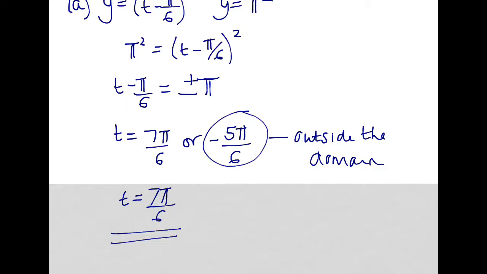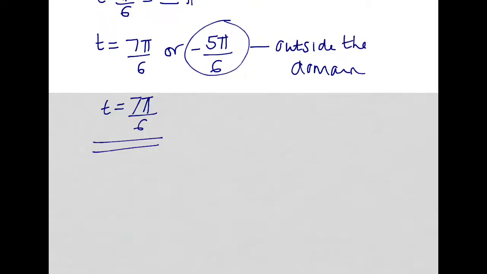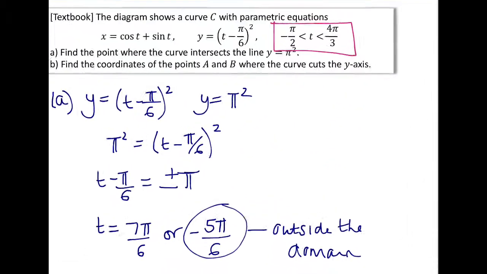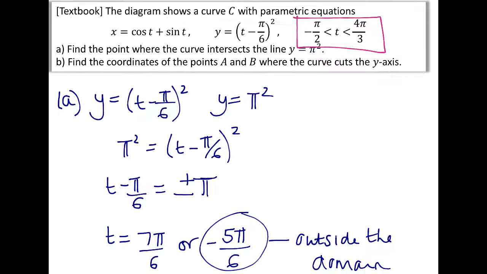So that is part A done. So I'm going to scroll back up. Always just check you have fully answered the question. So find the point. Find the point, not find the t value. What did I just do? I found the t value. I need to find the point. So I need to find my x value and I need to find my y value. I know what my y value is.